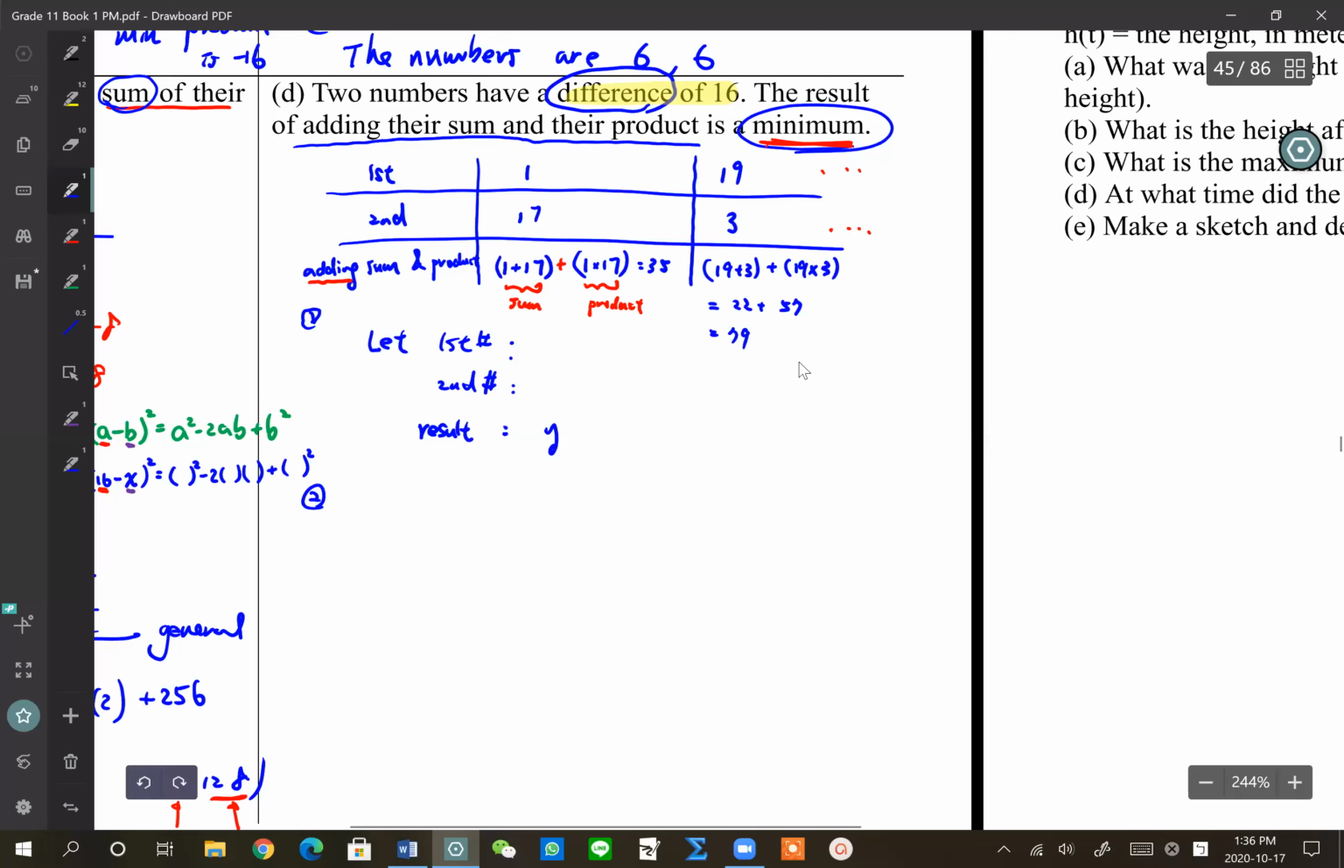All right, so difference of 16. First number be x. Second number you can use either x minus 16 or x plus 16. It doesn't matter. Okay. So Chris, which one do you want to use? X minus 16. Okay. Yeah, so it doesn't matter. For difference, you can choose.